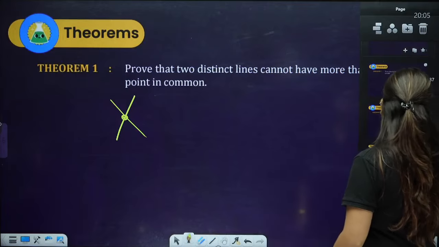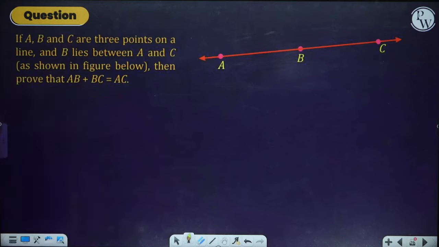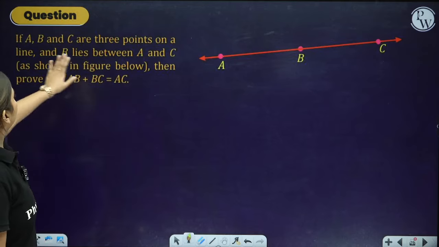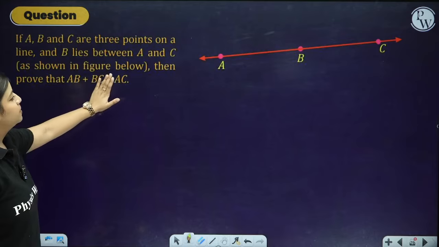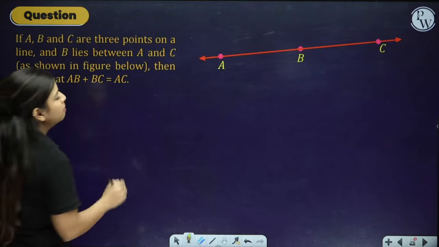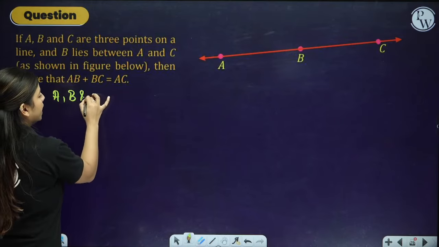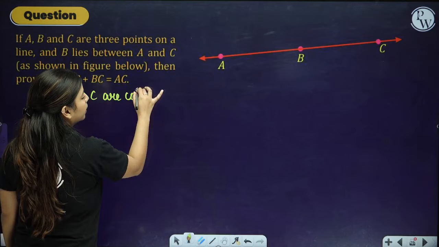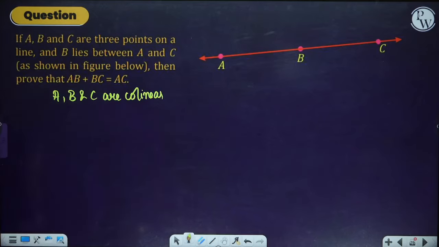Now let's look at some questions. The very first question is: if A, B and C are 3 points on a line and B lies between A and C, prove that AB plus BC is equal to AC. What do we have to prove? That AB plus BC is equal to AC. First of all, we can say that A, B and C are collinear points.